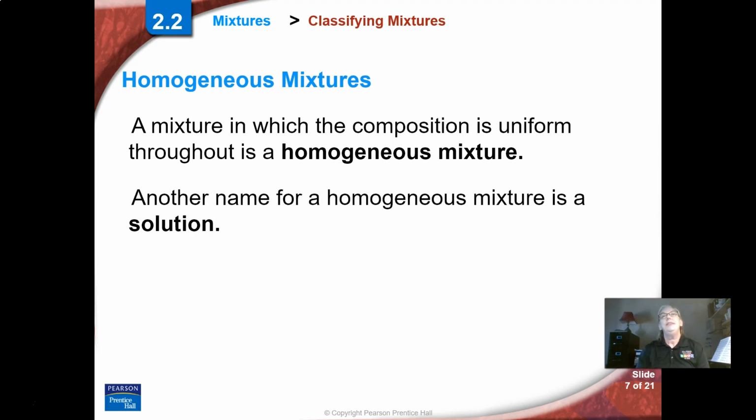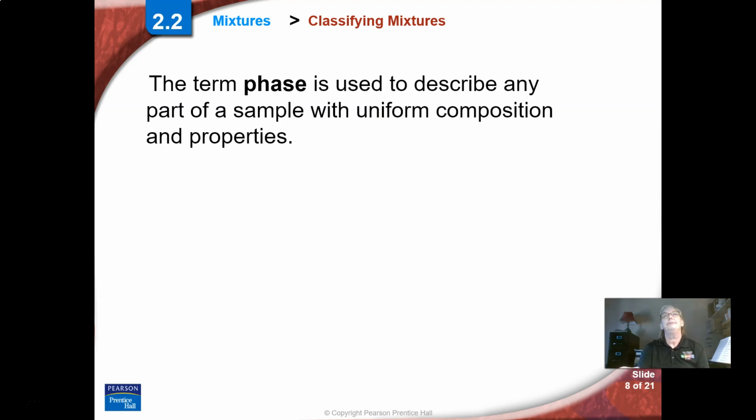Another name for something that's all the same throughout, perfectly uniform, is a solution. So you might think of an example in real life. Kool-Aid is a good example of a solution, because if you have some in your glass, it looks the same color and everything top to bottom, side to side, but there's a lot of things in there. There's sugar, there's food coloring, and then there's water. So that's a solution. We could add more water to the Kool-Aid or less water to the Kool-Aid, but it would still be a mixture. It would still be homogeneous because it looks the same, and it's called a solution. That's a special name for homogeneous.